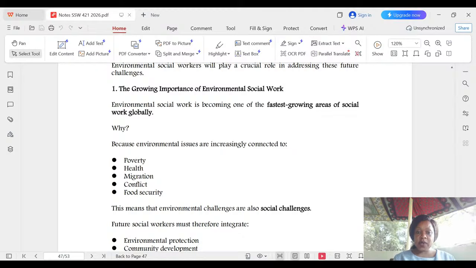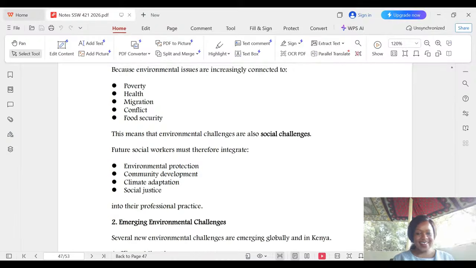Environmental social work is becoming one of the fastest growing areas of social work globally. Why? Because environmental issues are increasingly connected to poverty, health, migration, conflict, food security, and others. This means that environmental challenges are also social challenges. Okay, that one we are together in the understanding. So future social workers must therefore integrate environmental protection with community development, with climate adaptation, and with social justice into their practice. Okay, you can't leave any of these behind.